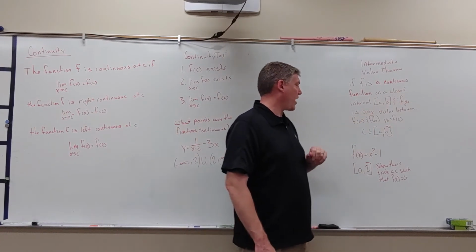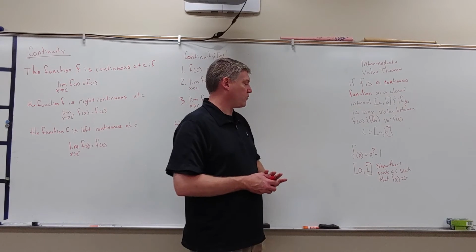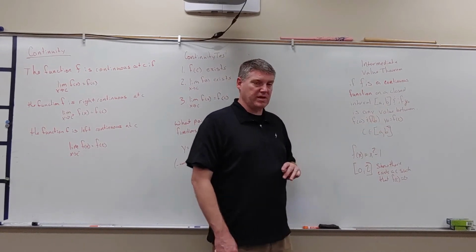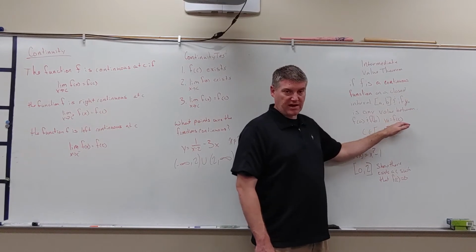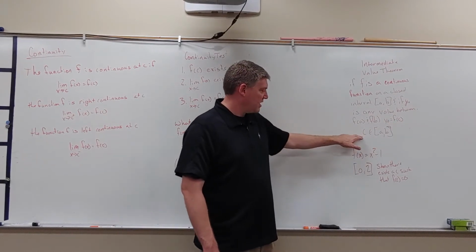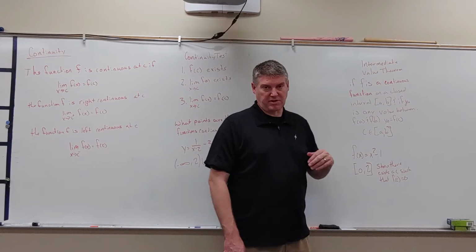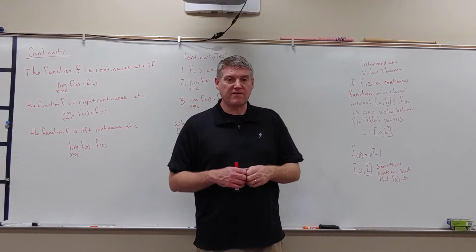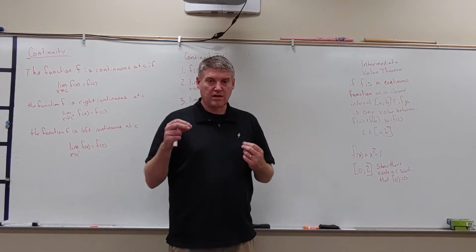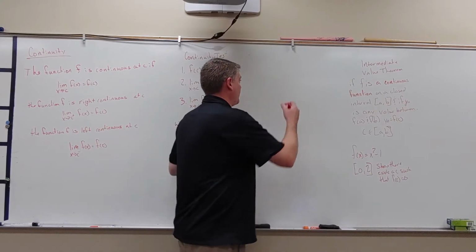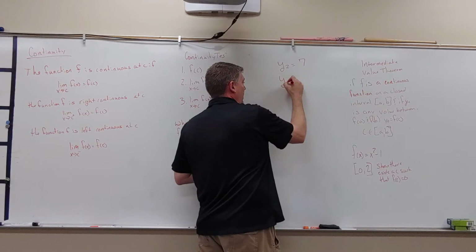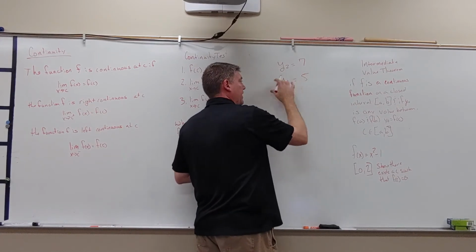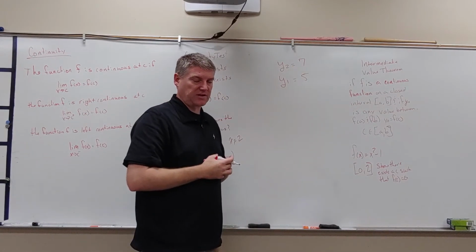And if y sub 0 is any value between f of a and f of b, then y sub 0 is equal to f of c. There exists a c that is in between a and b. So what that's saying is, if I found two y's, okay, so let's say I have y sub 2 equals 7, y sub 1 equals 5, and I know that y is a continuous function.